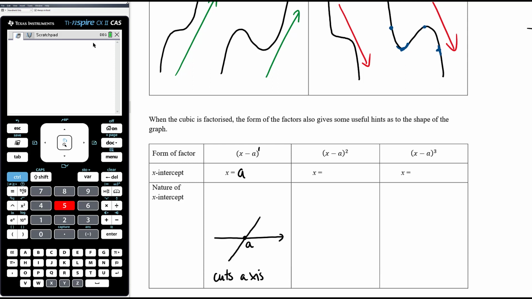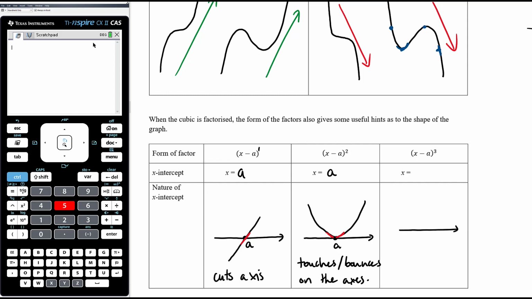If we have a squared factor, x minus a all squared, there's still an x-intercept at a, but at that x-intercept at a, we're going to be getting a turning point, or a bounce, or a touch. It just touches or bounces on the axis. We get a sort of linear shape here, we get a sort of parabola shape here, and we can extend that, as I said, to a cubic.